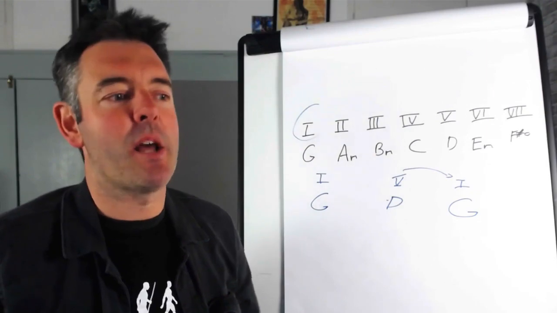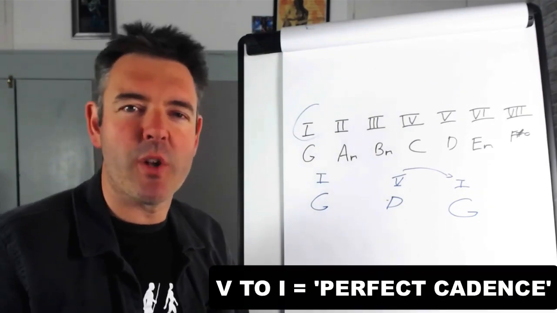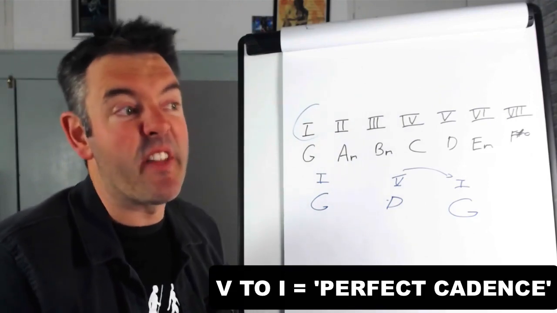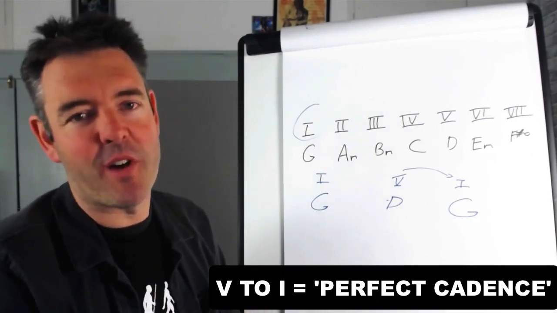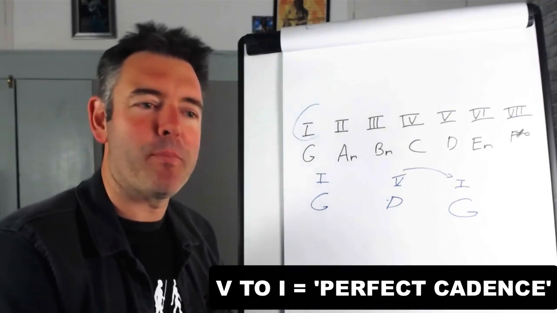The proper name for that is a perfect cadence. Okay, perfect cadence, 5 going to 1. That's the sort of classical music term. Personally, I think of it as the 5 chord going to the 1 chord, which I find a bit simpler, but either of those is fine. 5 to 1 or perfect cadence.